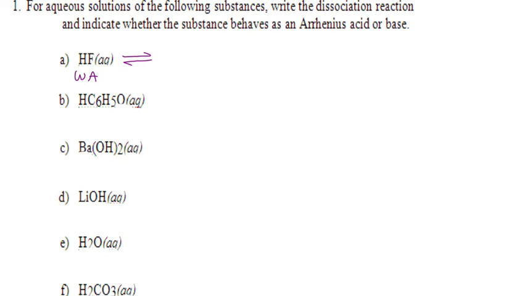So here, what is that going to dissociate to? Now, a small amount's going to do it, not a lot of it, but it's going to do that. So based on that, is this an Arrhenius acid or base? We kind of already said what HF was. It's an Arrhenius acid because we're producing H plus in solution, based on its definition.